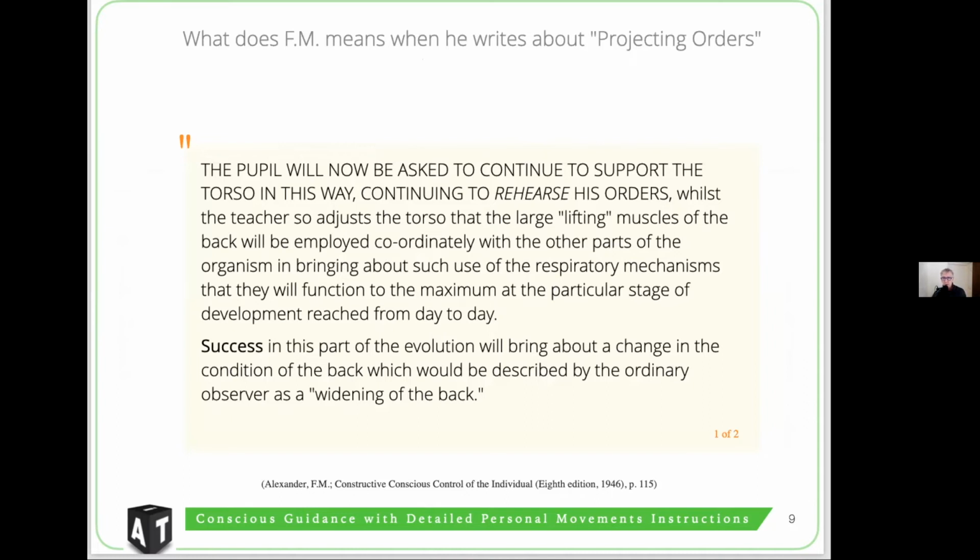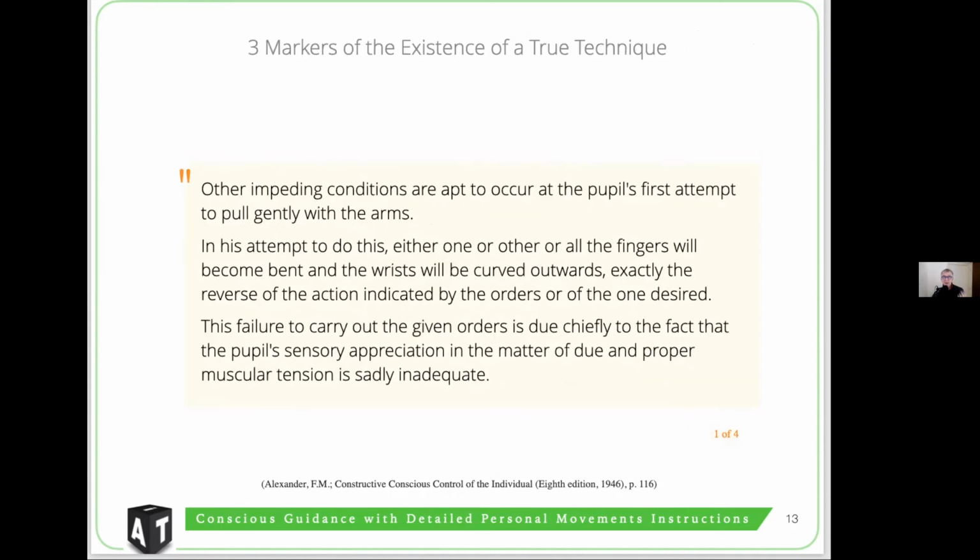So we continue, and the pupil is now asked to continue to support the torso in this way, continuing to rehearse his orders, while the teacher so adjusts the torso that the large lifting muscle of the back will be employed coordinately with the other parts of the organism. The success in this part is not something that will arrive immediately. There are impeding conditions, and they are apt to occur at the pupil's first attempt to pull gently with the arms.